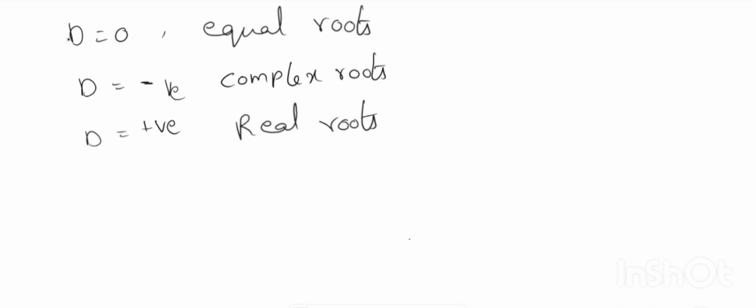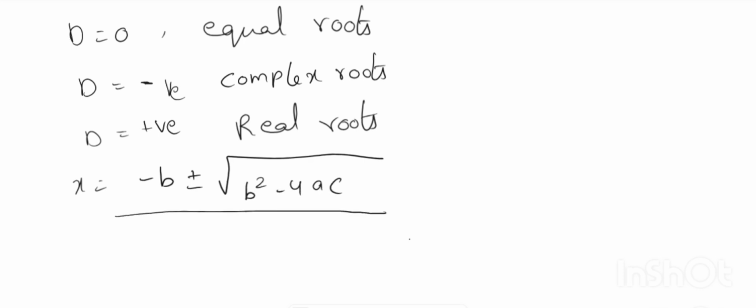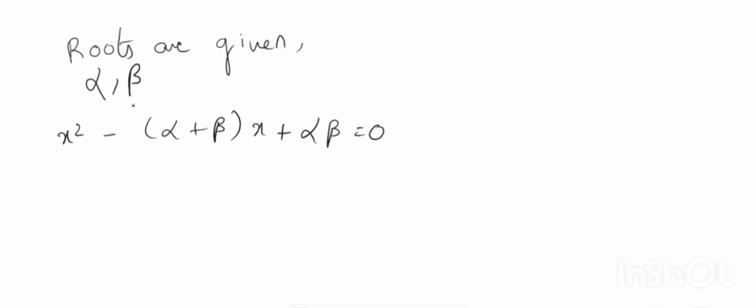Mostly, if a question is given and we are to find irrational or complex numbers, we can use this formula method: x = (−b ± √(b² − 4ac)) / 2a. In case only roots are given, how do we find the equation? Let's say the roots are given and we are to find an equation from them. We can directly substitute the given roots in this equation.